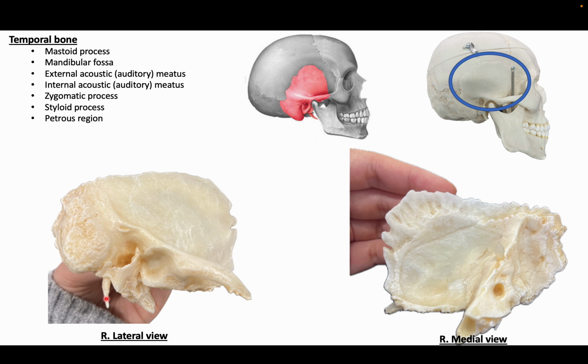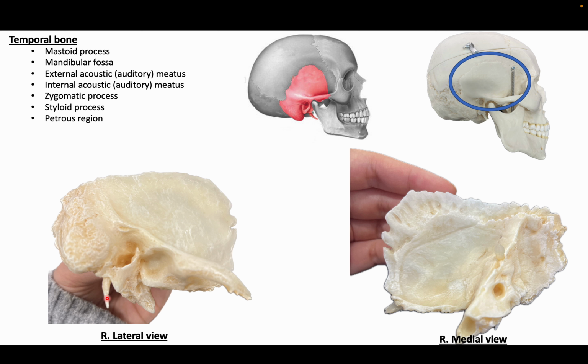The styloid process serves also as a point of attachment for other muscles and ligaments of the head and neck, and it also can help with swallowing and tongue movement as well for those muscles that are attached here.